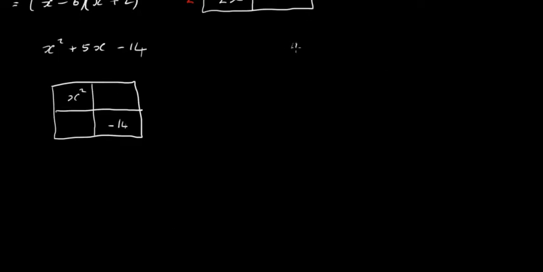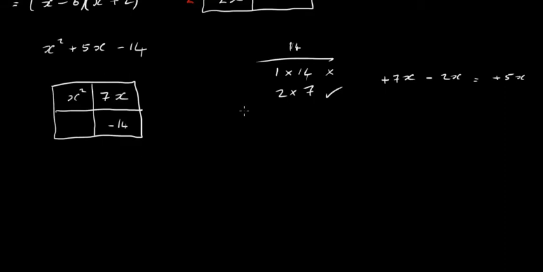Well, if we take our 14 and look at all our factors of 14, we've got 1 times 14, we've got 2 times 7, and that's it really. So we can see we can't get a 5 from these two, but we can get a 5 from these two. So how can we do that if we add them? Well, we need a plus 7x, and we need a minus 2x. That'll give us our plus 5x when we add them. So I'm going to need a plus 7x, so we'll put that here, and then a minus 2x we'll put down here.